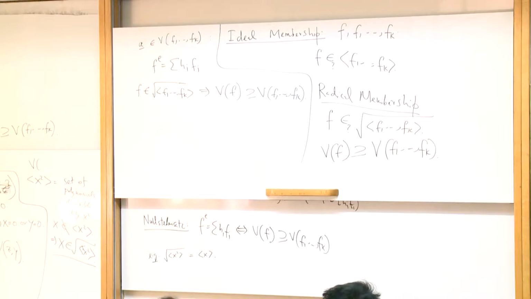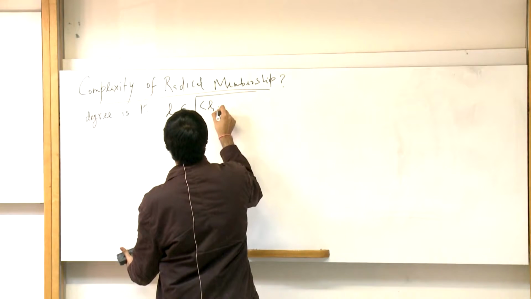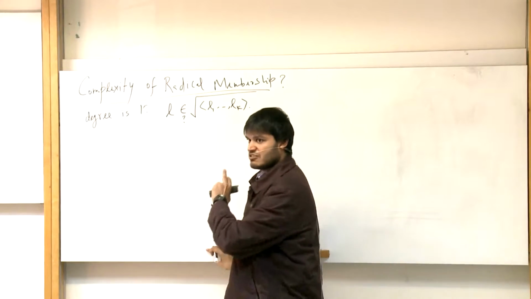Let's start with the simplest case. They can be given to you as a circuit or a black box, some black box access. You can query the polynomials on your choice of points. Let's consider the simplest case in which the degree of the given polynomials is 1. In particular, you are given this problem. This is the simplest case of this problem.